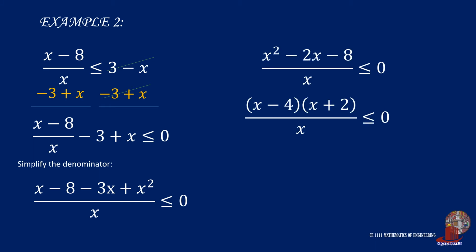Simplify the numerator to x squared less 2x less 8, and this can be factored, giving us the simplified rational inequality as the quantity x minus 4 with another quantity x plus 2 all upon x is less than or equal to 0.